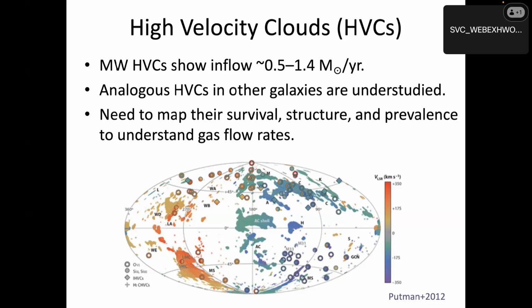So broadly speaking, it's a mix of things that are recycling, things that are falling in, and things that are maybe just stabilizing the halo and not doing anything. But that's a very, very crucial aspect of how gas flows in and out of galaxies.